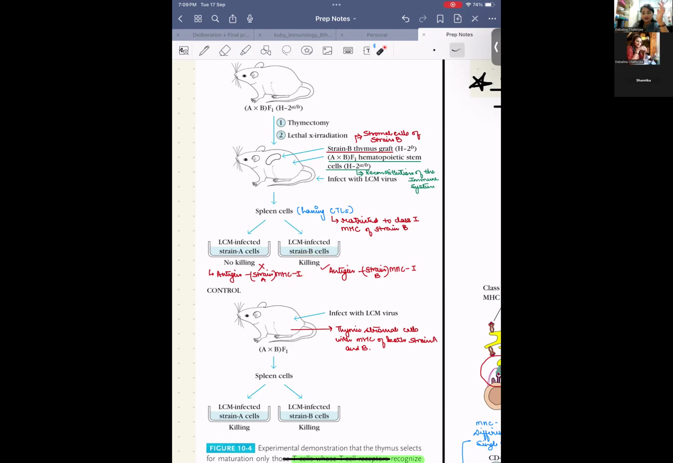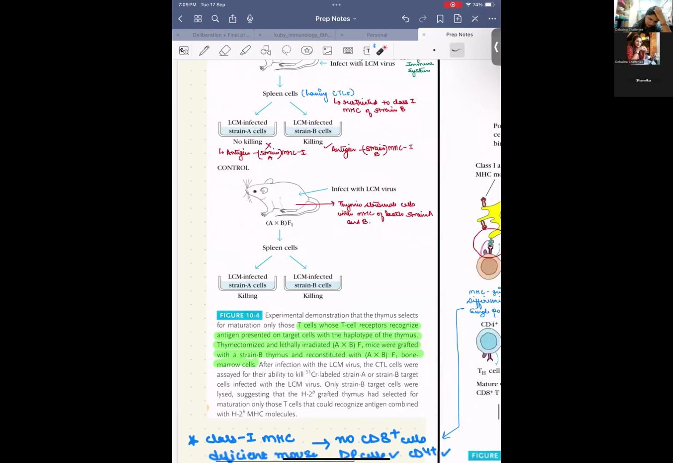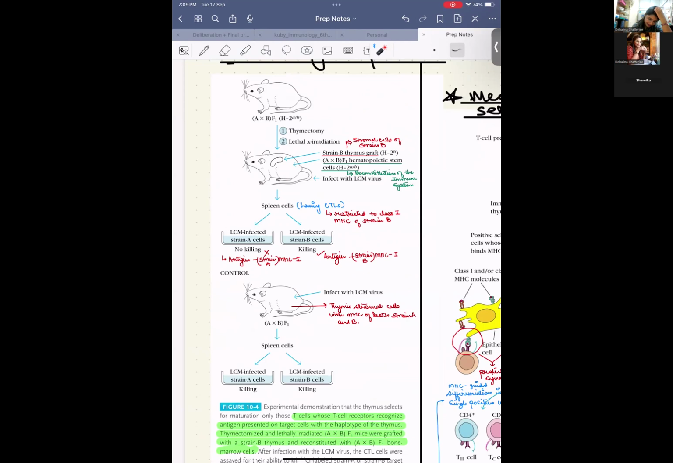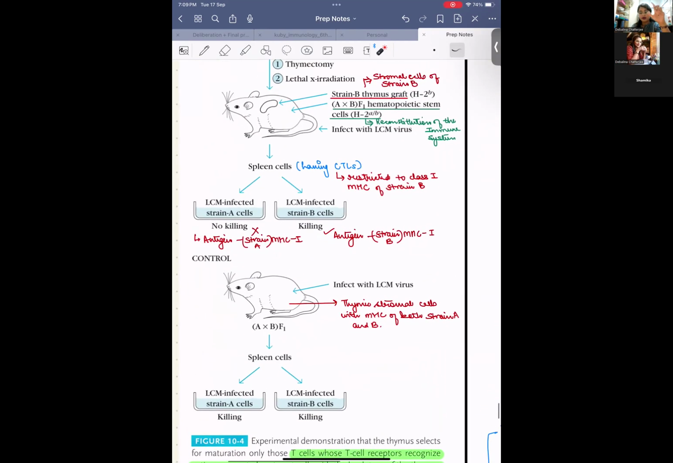So the experiment is done for your CD8 positive cells, but we will just come to it. It has also been shown by some other mechanism that MHC is important for your development of CD4 as well as CD8 positive cells. Just hold on, we'll come to that. So anyways, the experiment is for your CD8 positive cells, but the similar phenomena also applies to CD4 positive cells. Now over here, this served as a control.